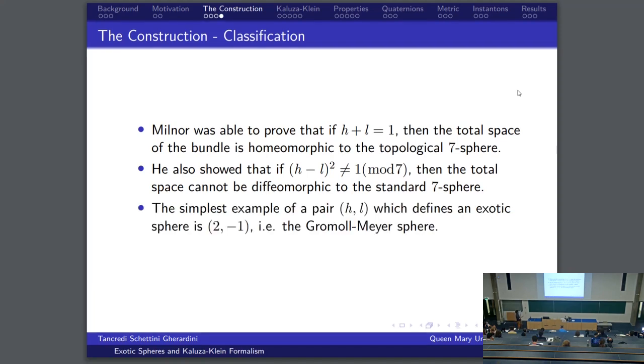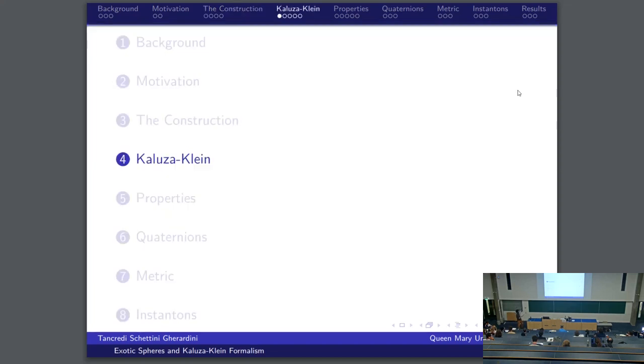choice of integers, h equals 2 and l equals -1. This has a special name, the Gromov-Meyer sphere, and I'll be focusing on this. So I'll ask you maybe to remember these two numbers because they will show up in the construction later. And what has Kaluza-Klein to do with this?